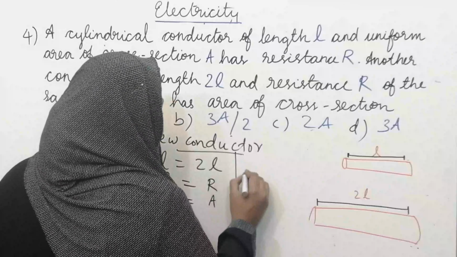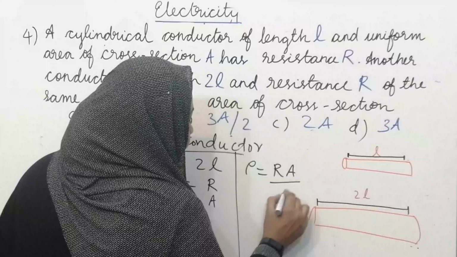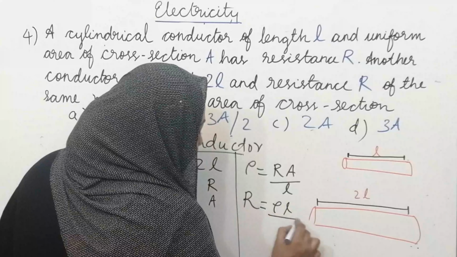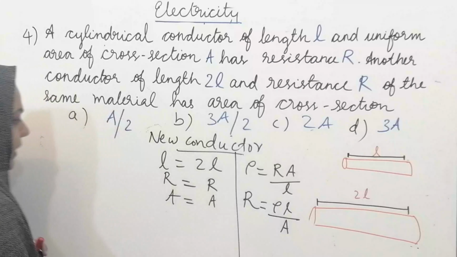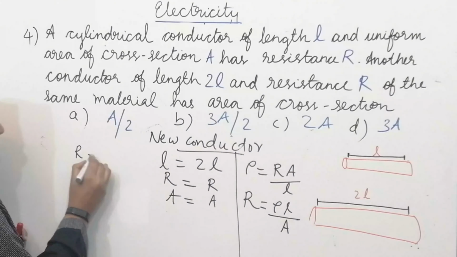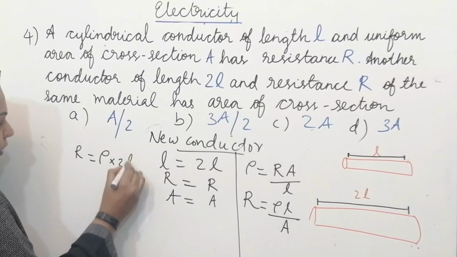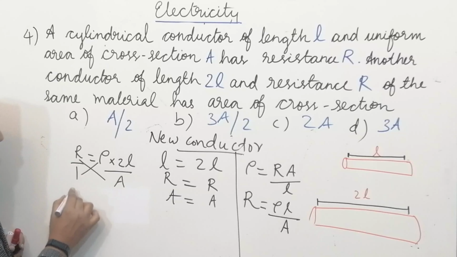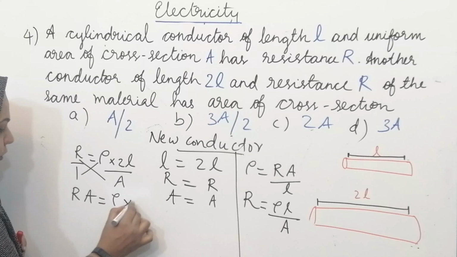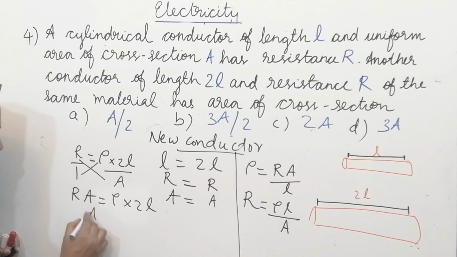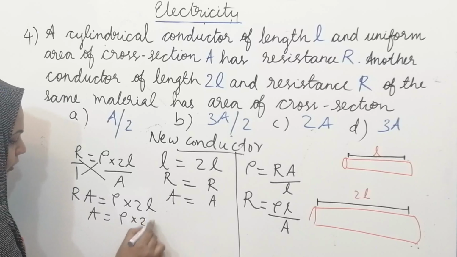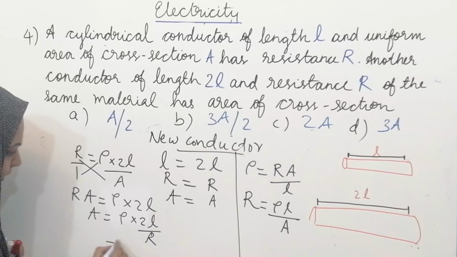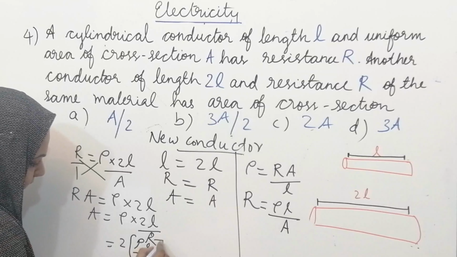First we can write the formula for rho. You know that it is RA by L. From this we can write the formula for resistance, that is rho L by A. Now we write what L is here. Here you can see R is equal to rho into 2L by A. When you do cross multiplication, you can see RA is equal to rho into 2L. So the area of cross section is equal to rho into 2L by R. Here I am just arranging this, taking 2 outside and rho L by R inside the bracket.